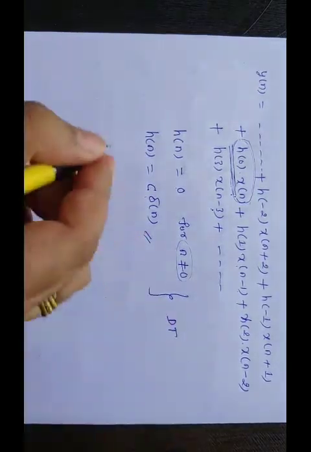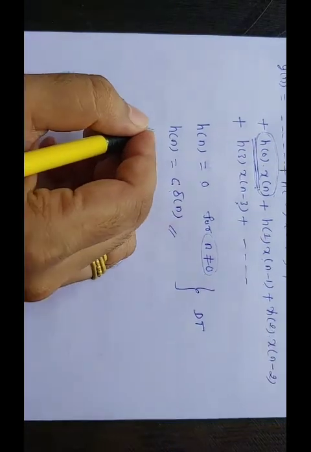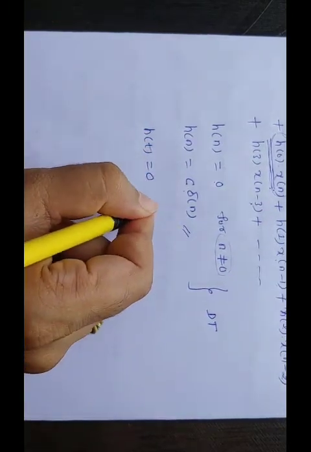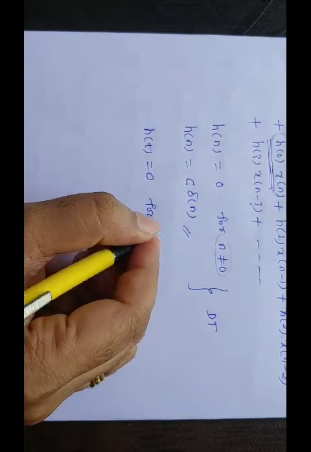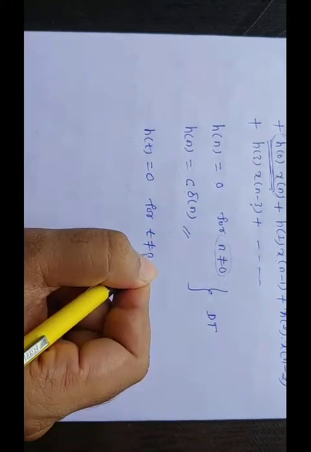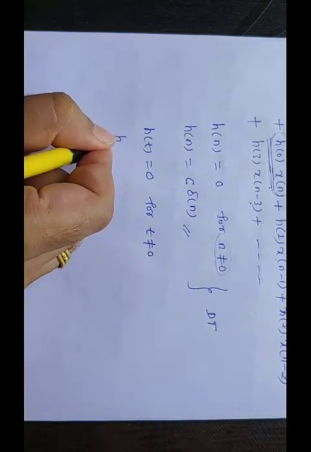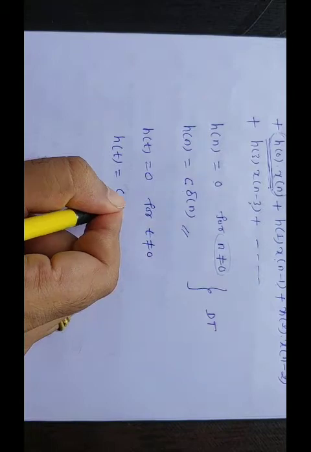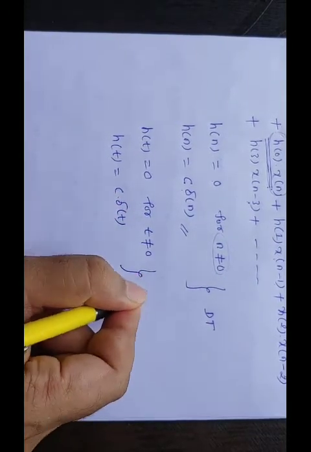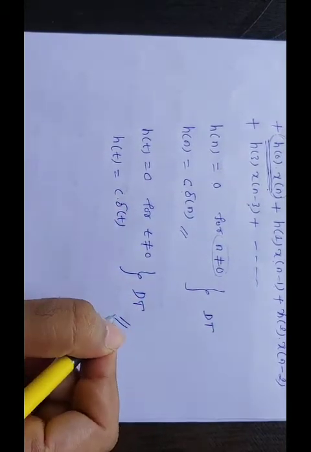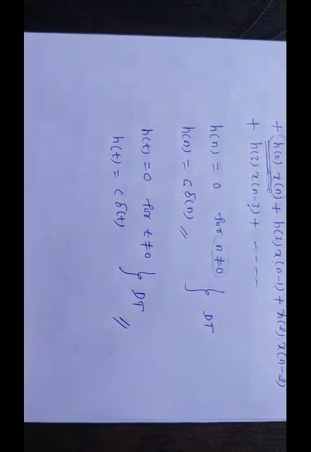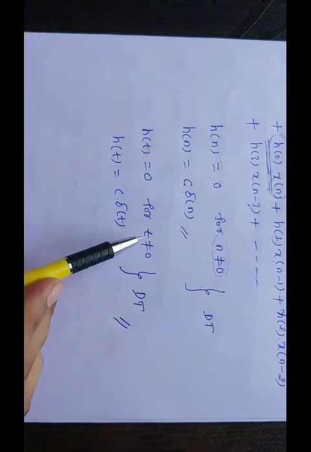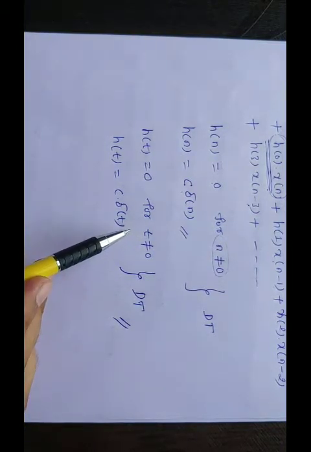And this is for discrete time. Similarly for continuous time, I can write h of t equal to 0 for t not equal to 0, and the same can be converted into another form, that is only possible for the unit impulse function, c into delta of t. This is the required condition for an LTI system to be memoryless. If it does not obey this, then we can say that the system has memory.